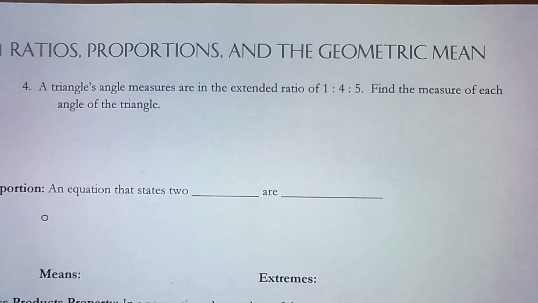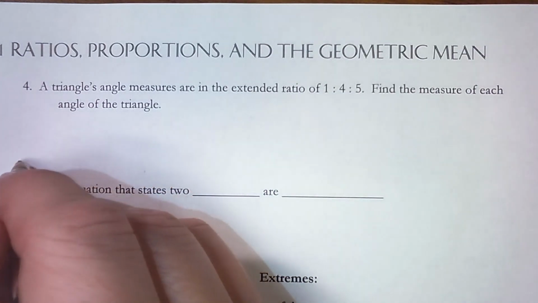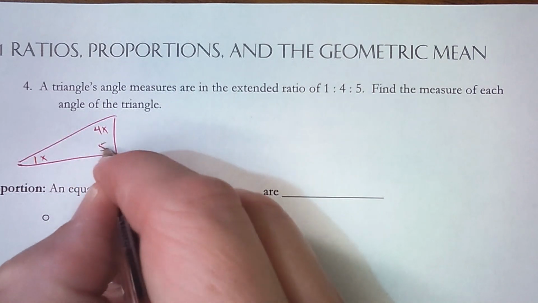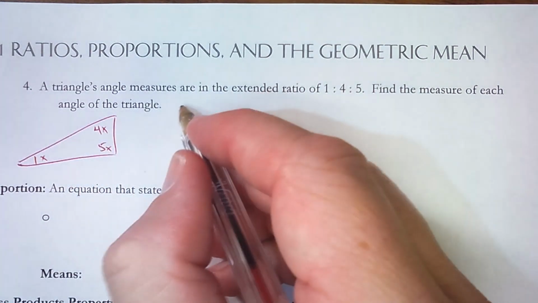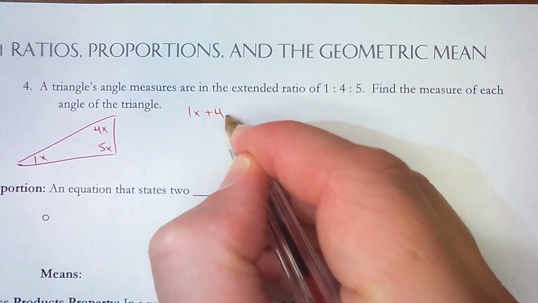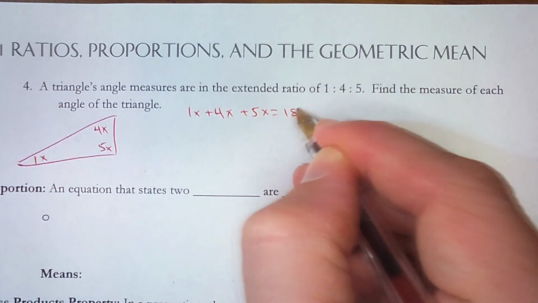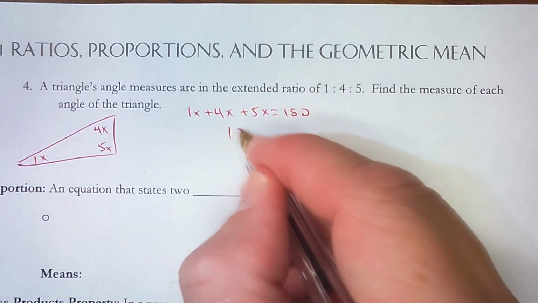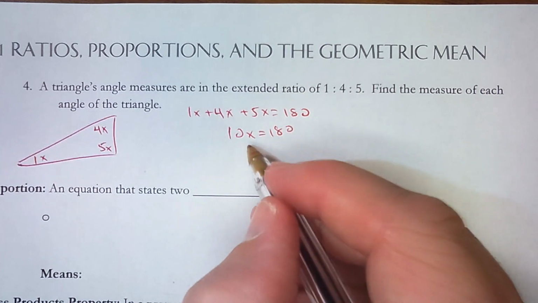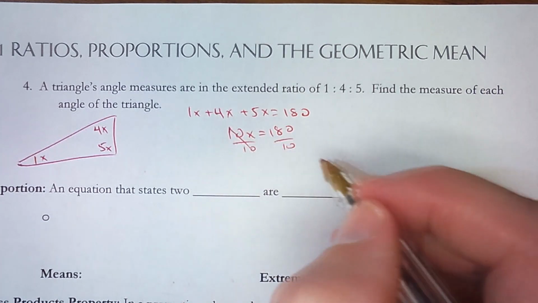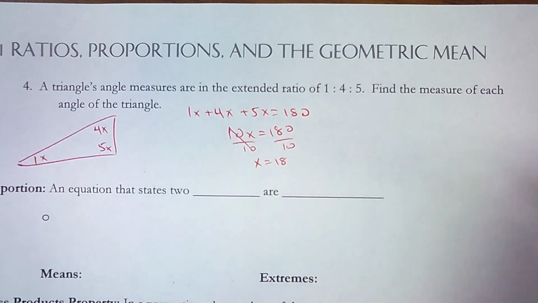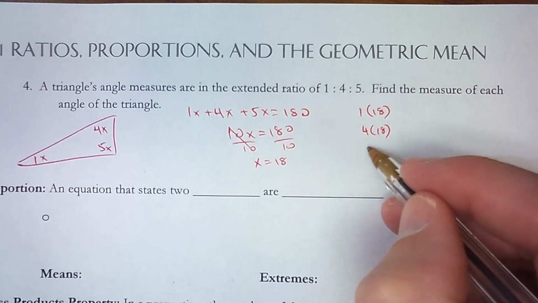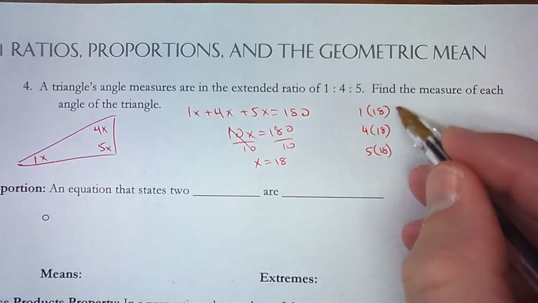Okay, another one like that. This time the angles are 1 to 4 to 5. So 1x, 4x, and 5x. So I have 1x plus 4x plus 5x, and that has to add up to 180. Okay, so 1 plus 4 plus 5, that's 10. 10x equals 180. And I will divide by 10. So x is 18.